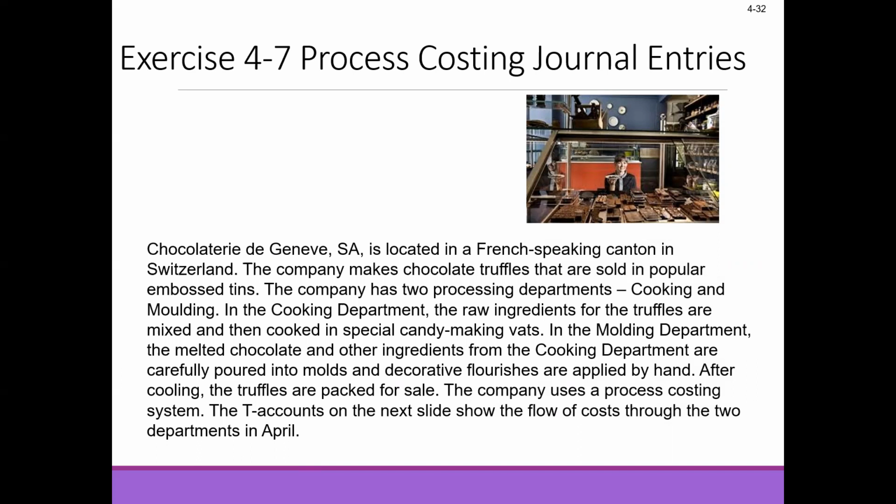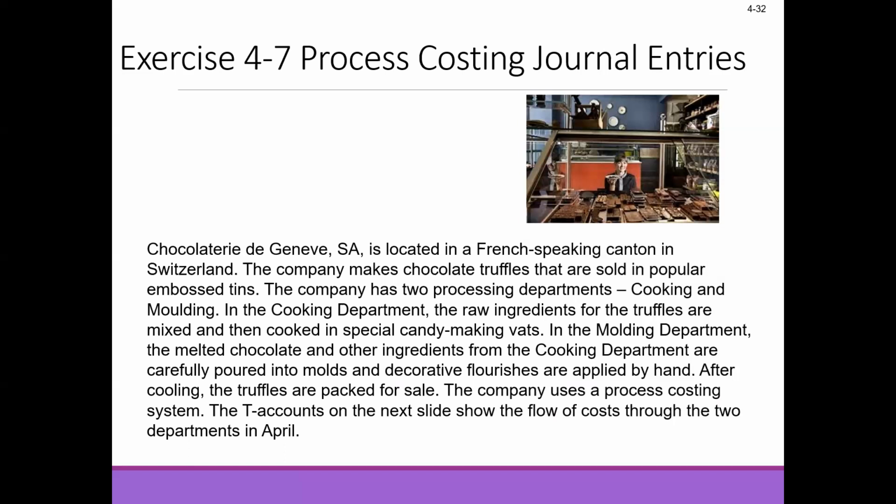Chocolatier SA is located in a French-speaking canton in Switzerland. The company makes chocolate truffles that are sold in popular embossed tins. The company has two processing departments, cooking and molding. In the cooking department, the raw ingredients for the truffles are mixed and then cooked in special candy making vats.